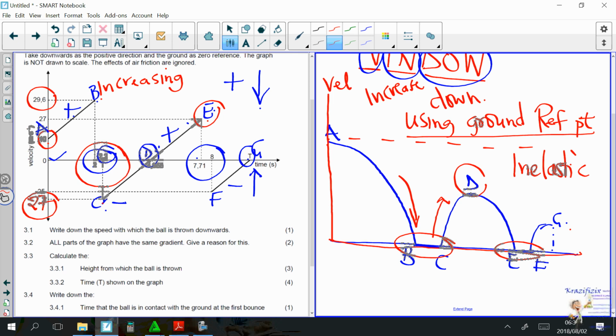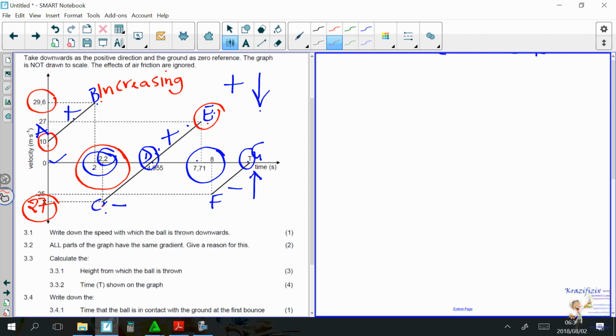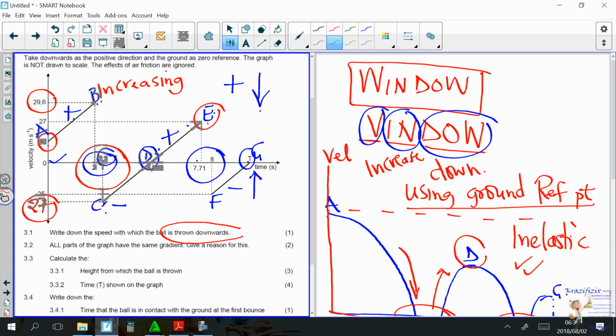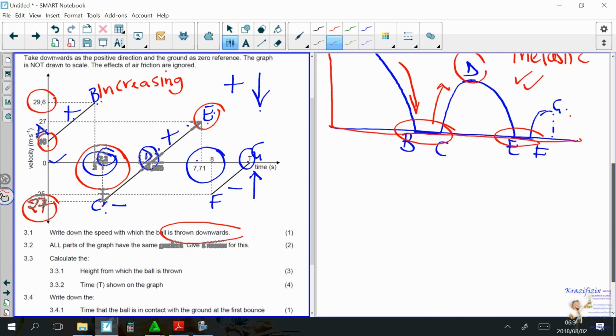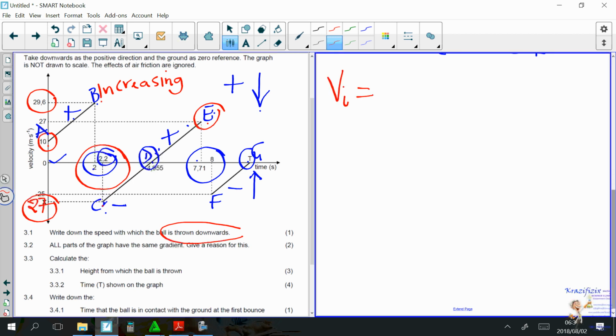Okay. Now let's answer the questions. I hope you got this quickly. Oh, great. Write down the speed with which the ball is thrown. Initial velocity. They said speed. My initial velocity. What's my initial velocity? We can simply read that from there. It's 10 meters per second. 1 mark.